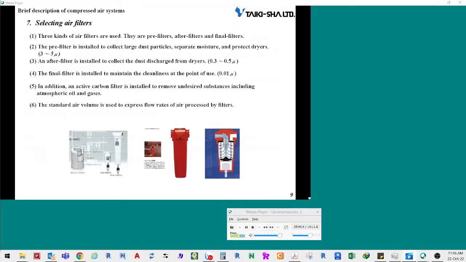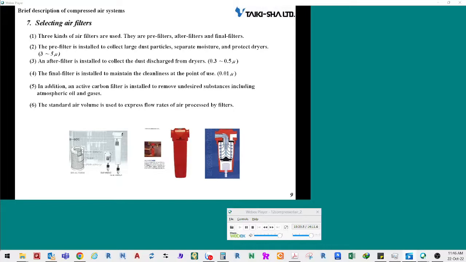7. Selecting air filters. 3 kinds of air filters are used. They are pre-filters, after filters, and final filters. The pre-filter is installed to collect large dust particles, separate moisture, and protect dryers. An after filter is installed to collect the dust discharged from dryers. The final filter is installed to maintain the cleanliness at the point of use.